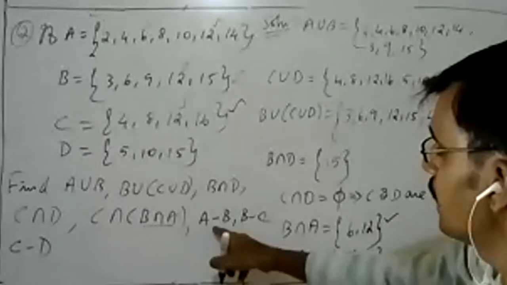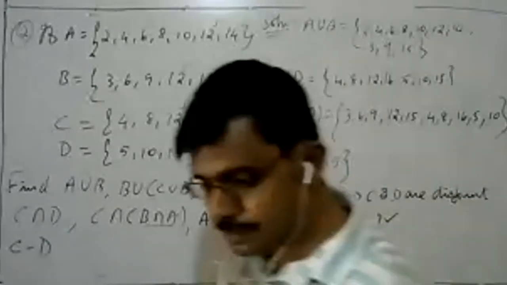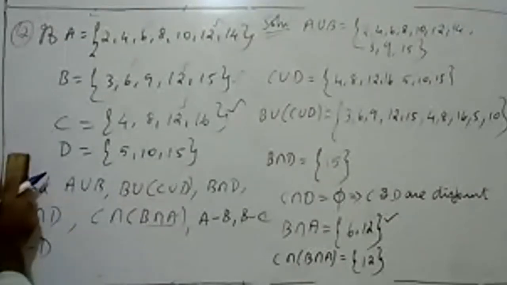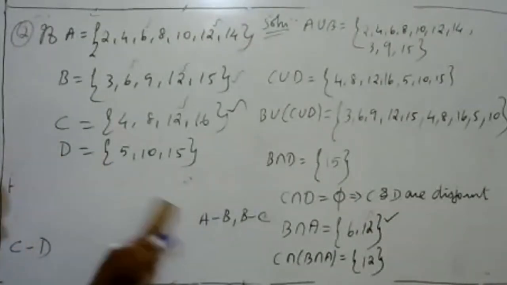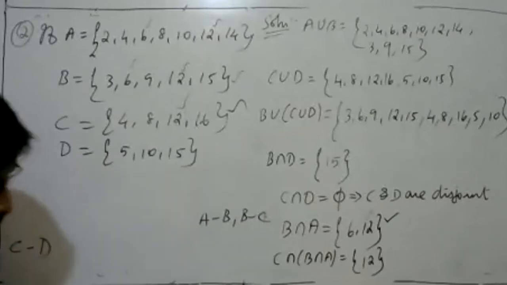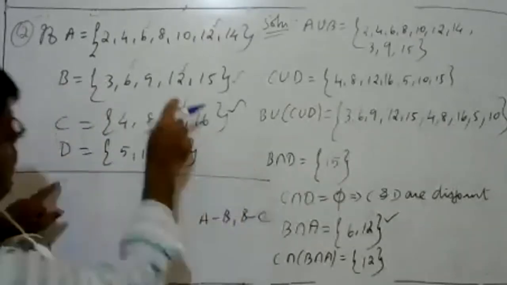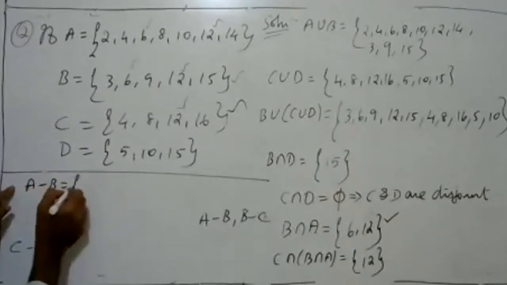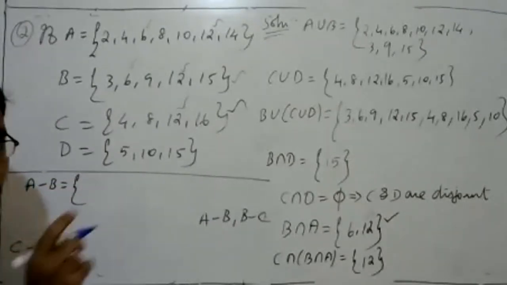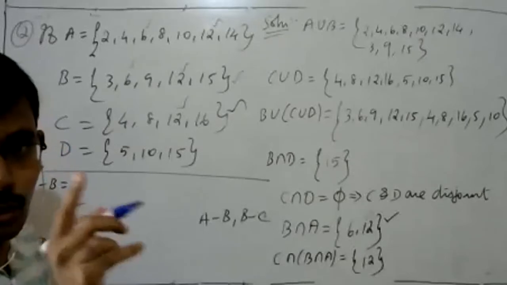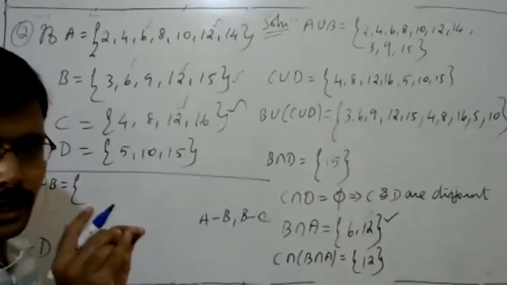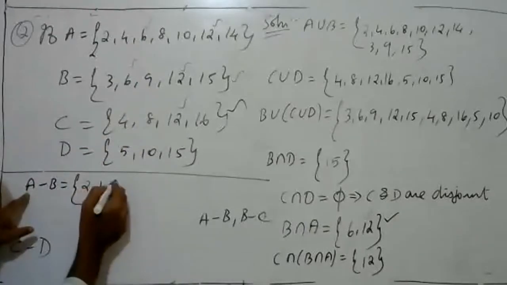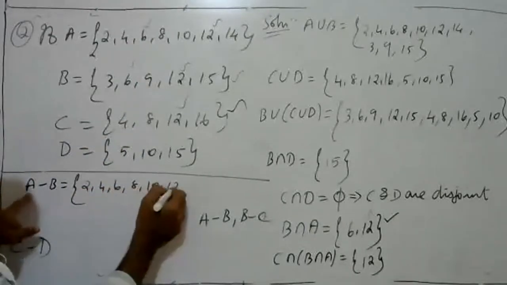Now come to A minus B, B minus C, and C minus D. I am writing here, this is a question. I am writing A minus B. What is my A minus B? I have already told how to find A minus B. Write all the elements of the first set, A. What are the elements in A? 2, 4, 6, 8, 10, 12, 14.